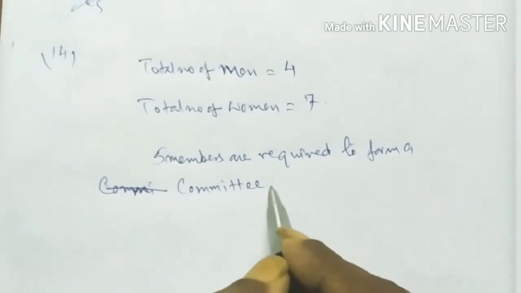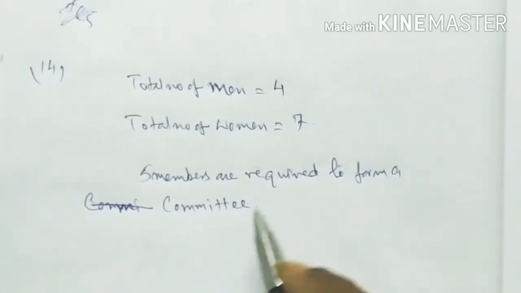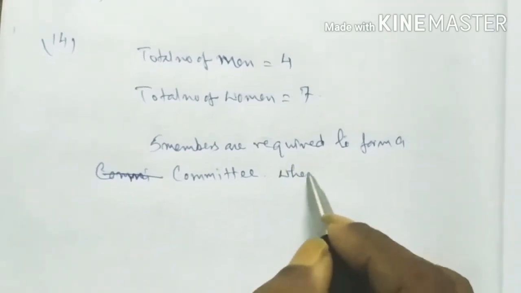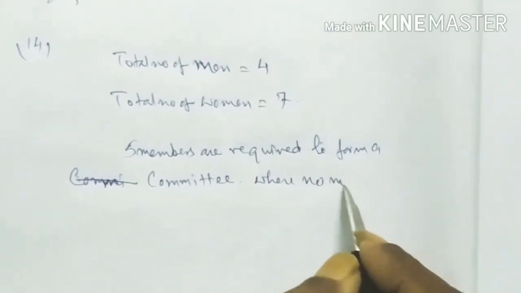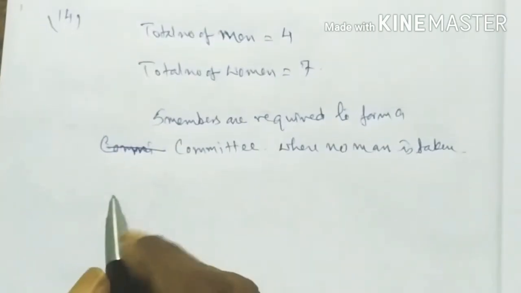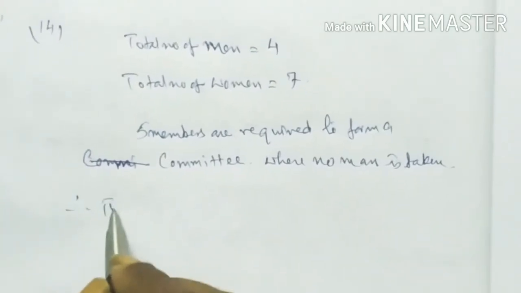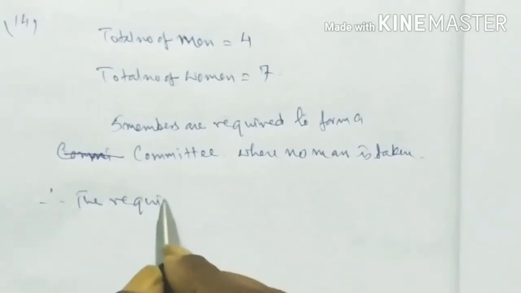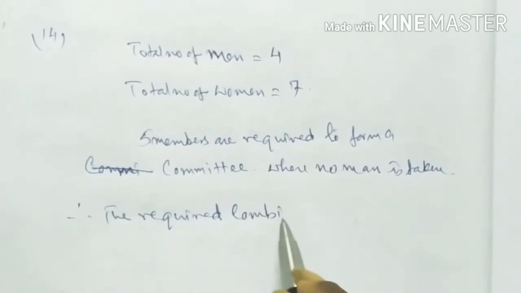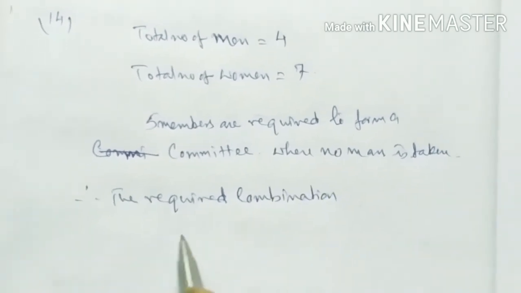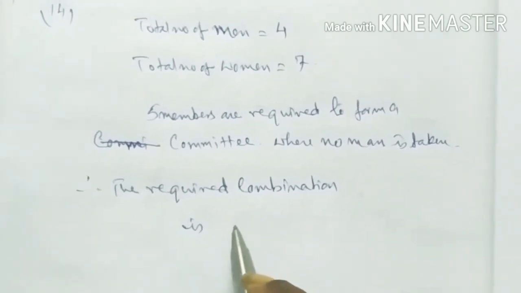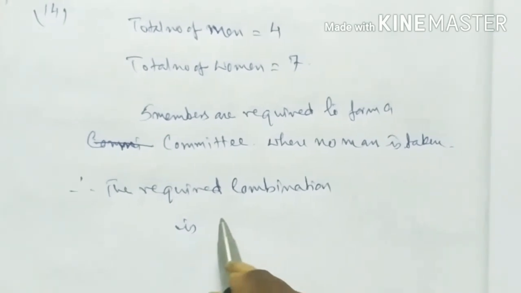To form a committee where no man is taken. Therefore, the required combination is 5 members from 7 women, 7C5.